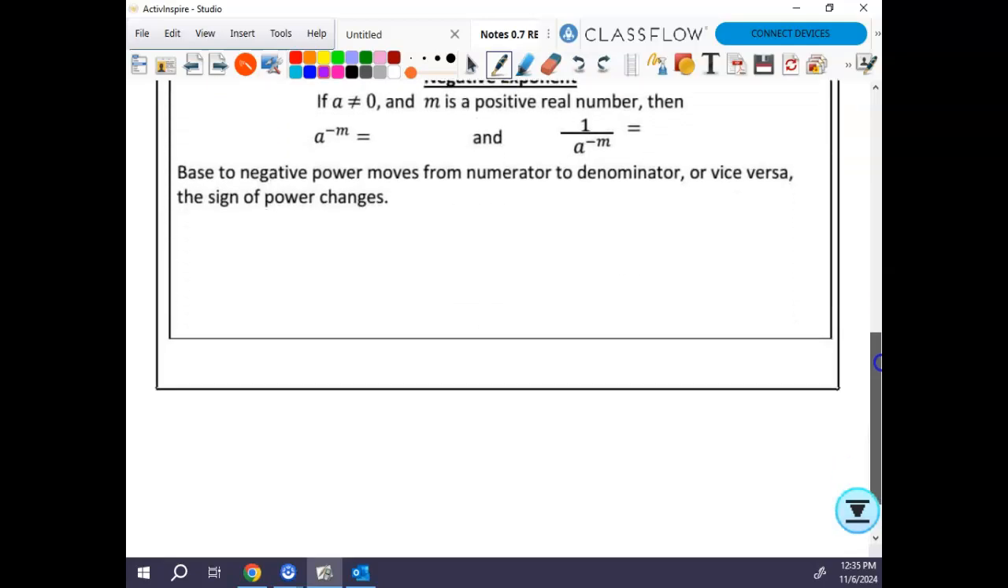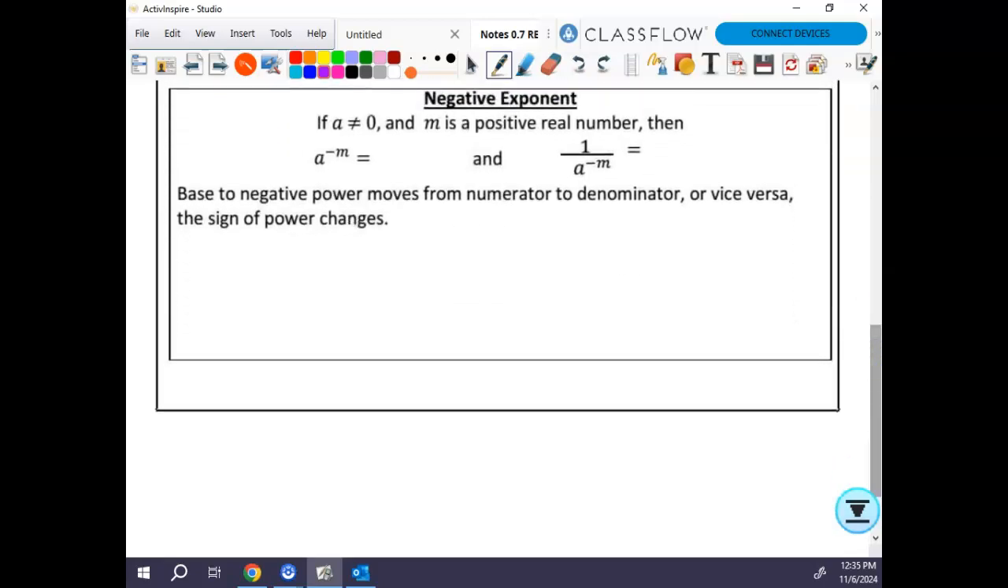Now let's look at negative exponents. Negative exponents give us reciprocals. That's one way to look at it. This is worded a little bit different. It says base to a negative power moves from numerator to denominator or vice versa. Well, if you don't have a fraction, you can always make a fraction out of something by putting it over 1. Okay? And then you can literally move what's in the numerator to the denominator, or think about it as a reciprocal, and we get 1 over a to the positive m power. And then if I have a negative exponent in the denominator, then it moves to the numerator, and we change the sign.